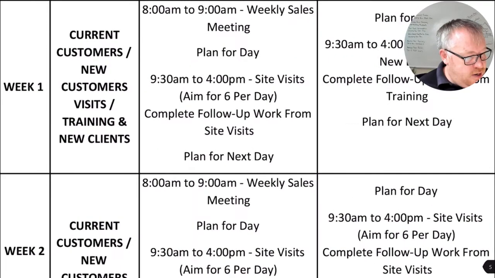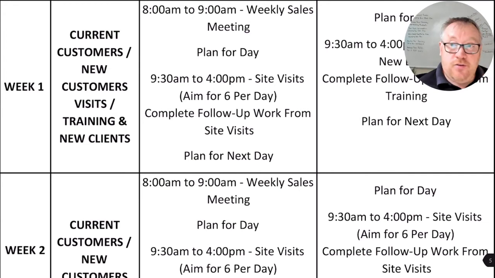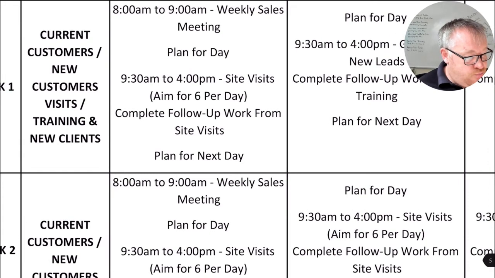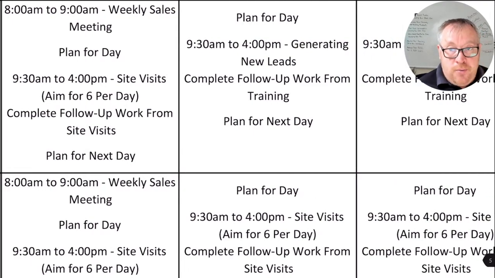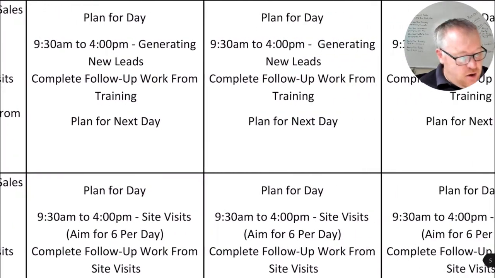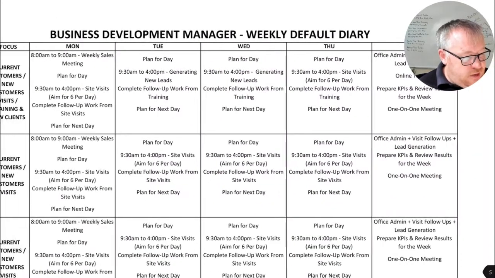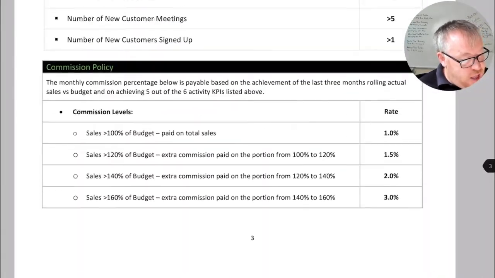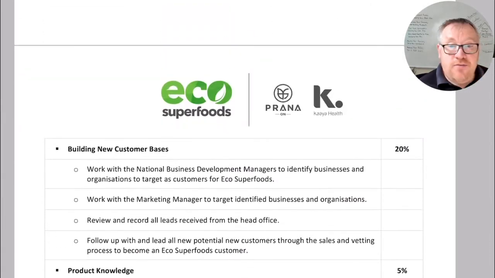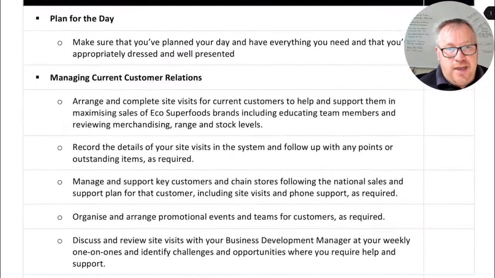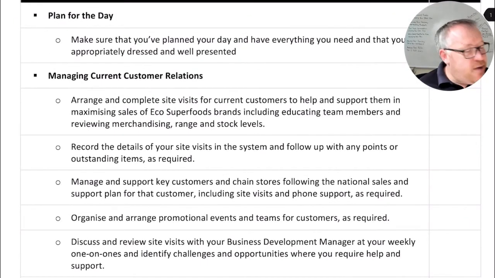So you can see here on Monday, 8 AM to 9 AM, weekly sales meeting. And then plan for the day, then 9:30 to 4 PM, which is pretty much every day, they need to be out seeing customers. That's their time out. I think they've got Fridays as an office day. So what that does is take everything that's on here and turn it into a plan for them of when they need to execute that. So this makes it very, very clear for the team members of what they need to do.